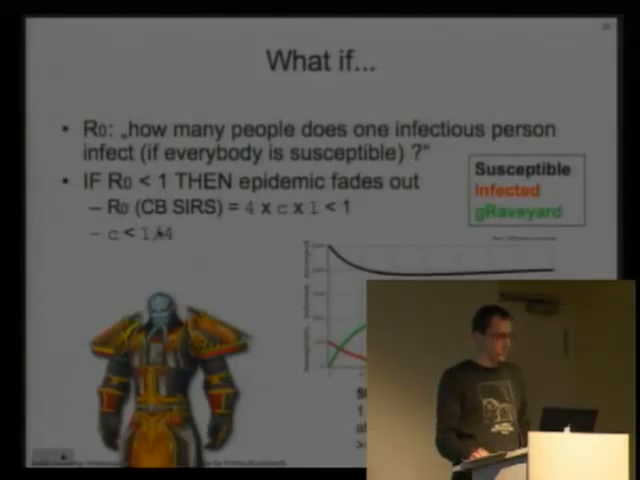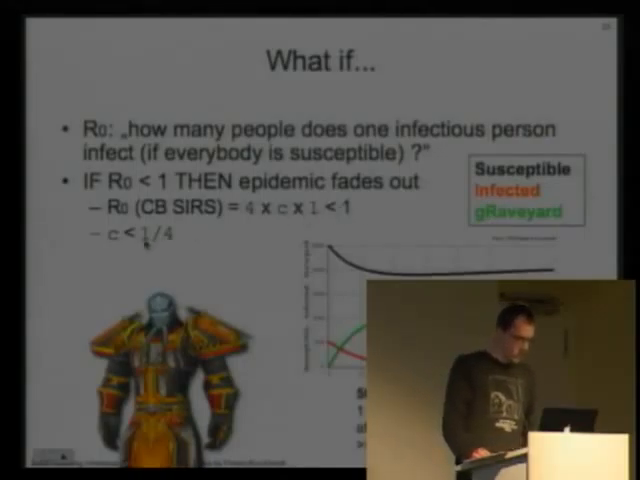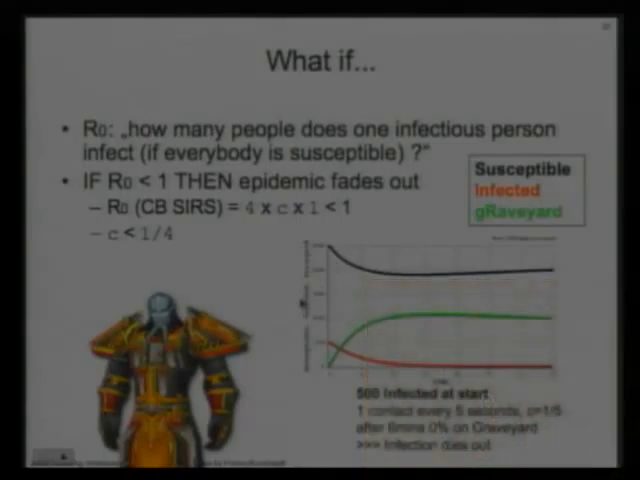And it's quite simple, you just solve this equation or this inequation. In the case of SIRS, you have 4 times C times 1, must be smaller than 1. You do some really difficult maths and you come up with the contact rate has to be lower than a fourth. And this is the scenario C, where I had one contact every 5 seconds. That's why I chose this value, actually. And the infection dies out. So yes, that's how the R naught is also connected with the SIR model.